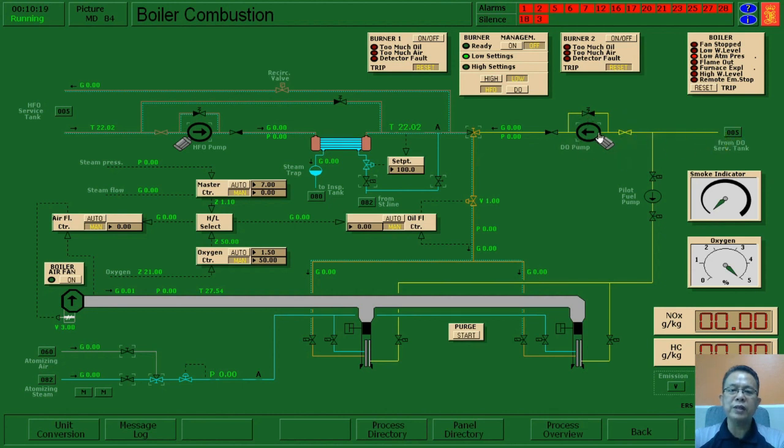So we need to start the DO pump. This pump starts the circulation of the diesel oil. Diesel oil is already prepared. Let us leave the pump running.